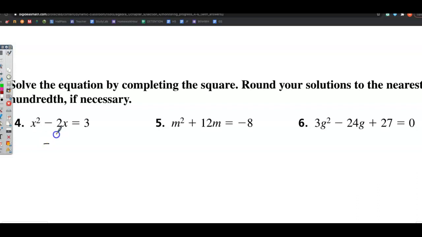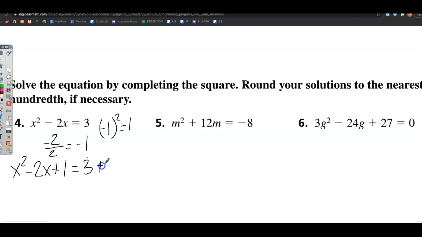-2 divided by 2. Good, and what'd you get? -1. Okay, so then you wrote x squared minus 2x minus 1 equals. What about when you square it though? Oh, sorry, yes. So -1 squared should be 1, so it should actually be +1, right? Yes. Okay? And so since you added 1 to one side, you have to add 1 to this. Good.